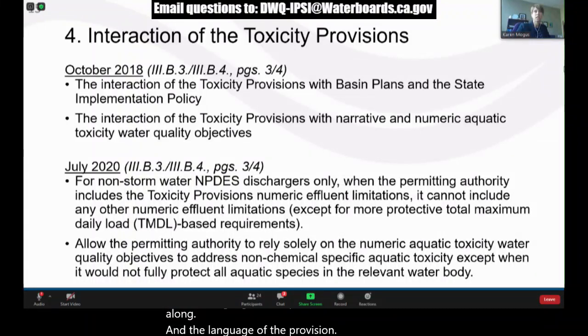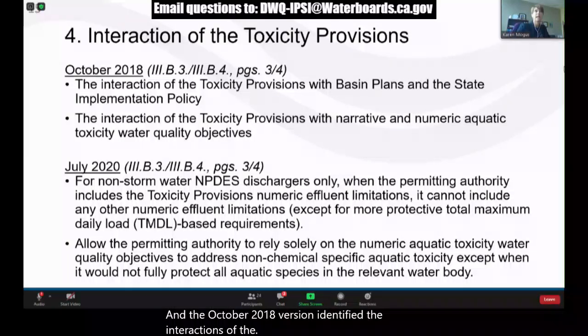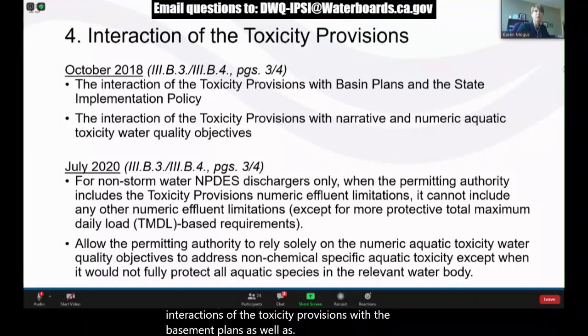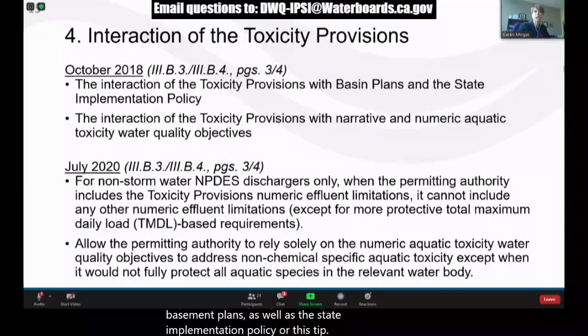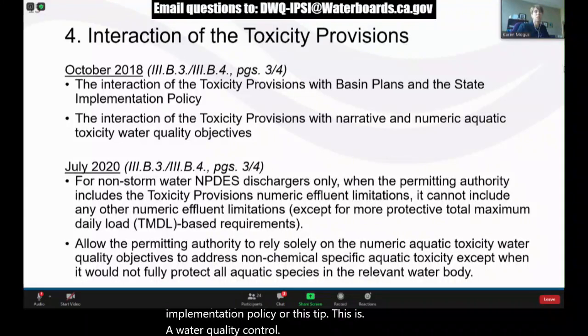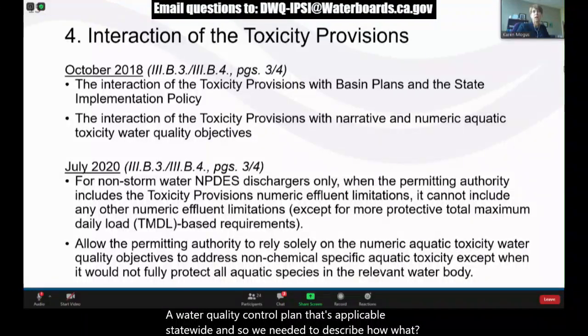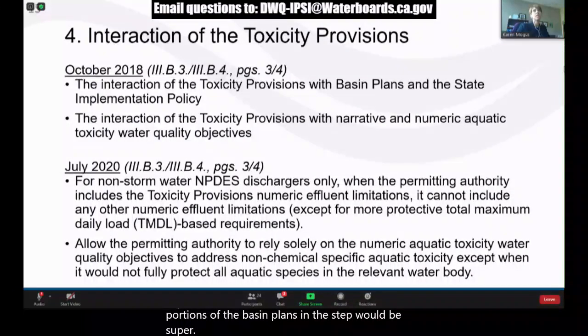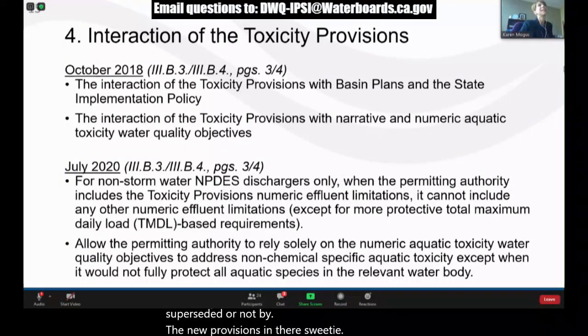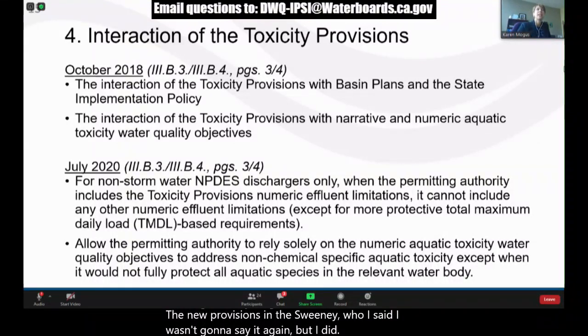The October 2018 version identified the interactions of the toxicity provisions with the basin plans, as well as the State Implementation Policy or the SIP. This is a water quality control plan that's applicable statewide, and so we needed to describe what portions of the basin plans and the SIP would be superseded or not by the new provisions in the SWRCB. And then it also indicates the interaction of the toxicity provisions with narrative and numeric aquatic toxicity water quality objectives that currently exist in the basin plan.